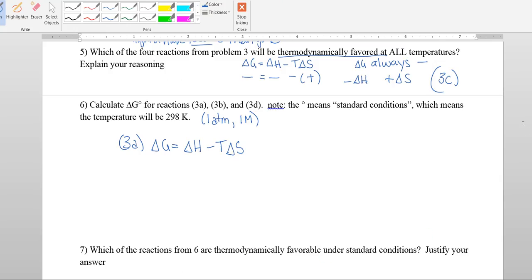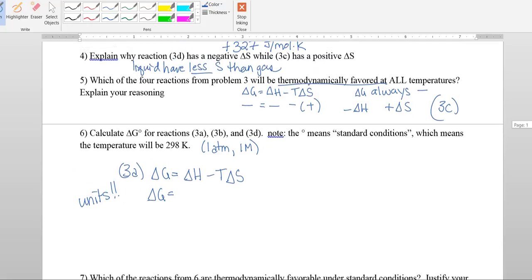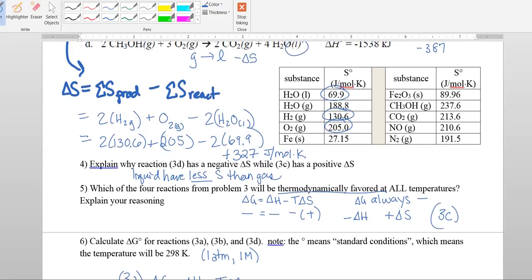So here's our equation, and here's where it is important to pay attention to units. Okay, and you will see why in a minute. So for 3A, our delta H value is, let me scroll out here a little bit so we can see it better.